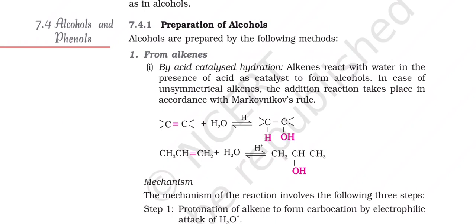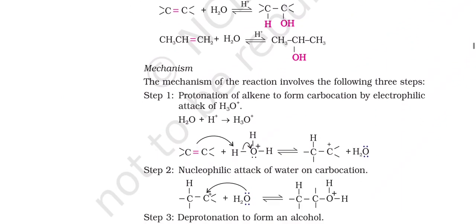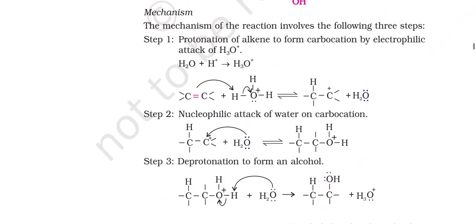Alcohols and phenols. Preparation of alcohols. Alcohols are prepared by the following methods. From alkenes, by acid catalyzed hydration. Alkenes react with water in the presence of acid as catalyst to form alcohols. In the case of unsymmetrical alkenes, the addition reaction takes place in accordance with Markovnikov's rule.